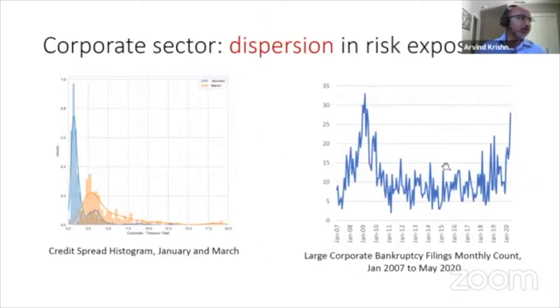The next graph here on the left makes this point in a broader way. What we're plotting here is a histogram of spreads across the entire traded corporate bond space. The blue histogram is the pre-pandemic histogram, and the orange histogram is the pandemic histogram.